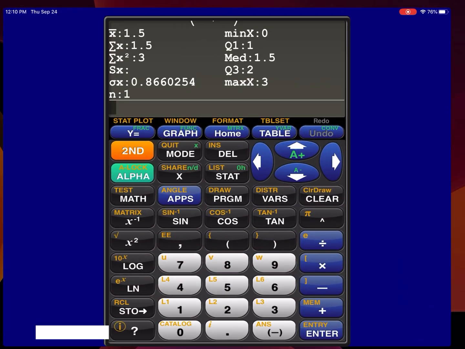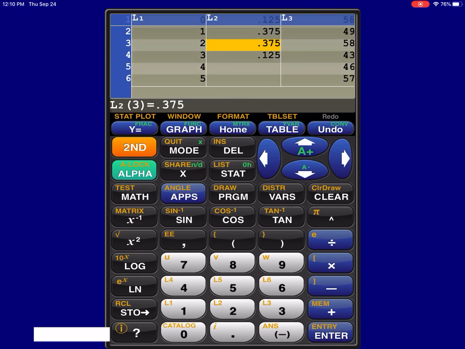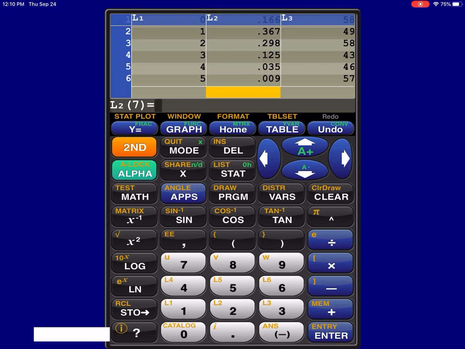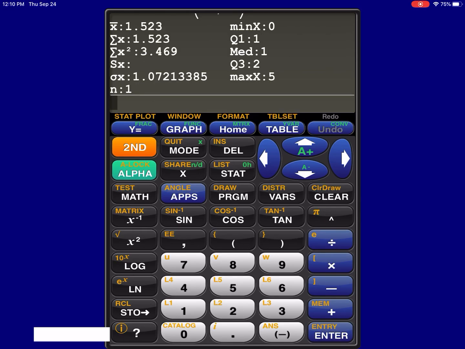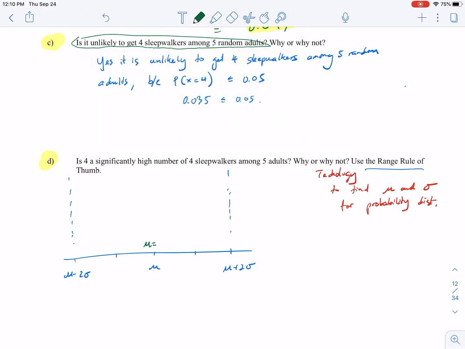We go to stats, edit. In L1, the values are 0 to 5. Then go over to L2 and clear out this data. Let's enter 0.166 according to the table, 0.37367, 0.298, 0.125, 0.035, 0.009. Now let's compute the mean and the standard deviation. The mean is 1.523 and the standard deviation is 1.07.